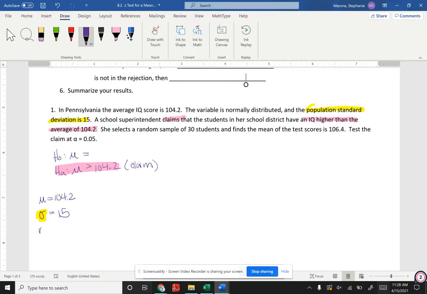She selects a random sample of 30 students and finds that the sample mean is 106.4. Test the claim at 0.05. And so that's all pretty easy stuff. We just labeled everything. I forgot to put the 104.2 here. So we did steps 1 and 2. Step 1 was to identify the population standard deviation, and step 2 was to write the hypotheses and label the claim.